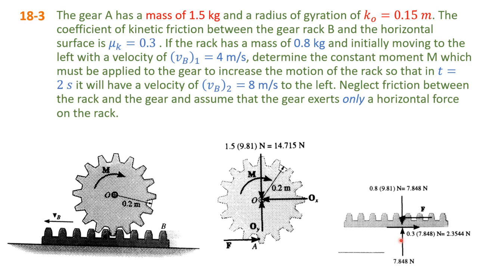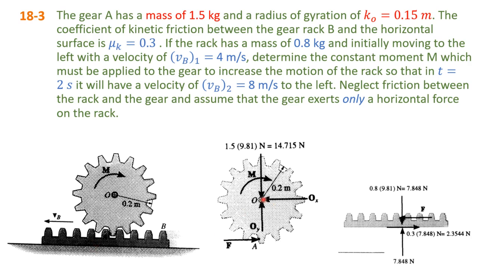So to understand this example once again, the gear is rotating with a certain amount of torque, or moment, sorry. Initially, the rack is moving to the left with a velocity vB of 4 meters per second. What will be the moment after 2 seconds to increase the velocity of B to 8 meters per second?